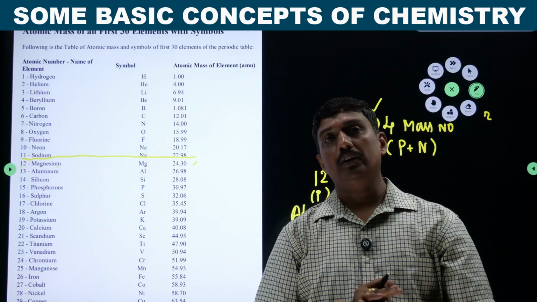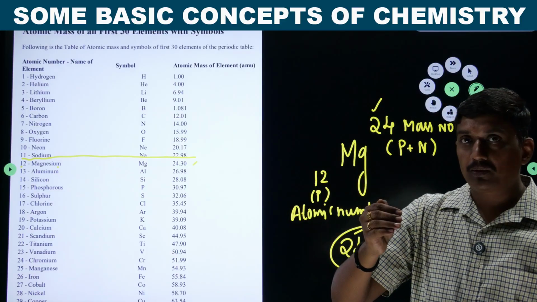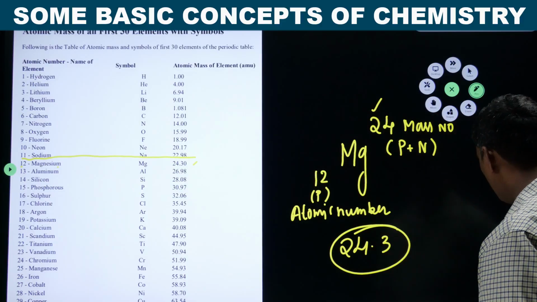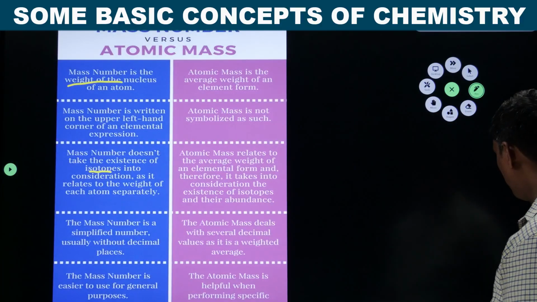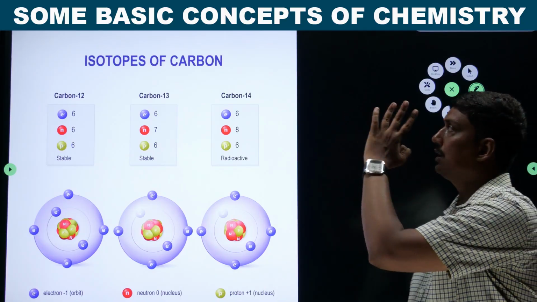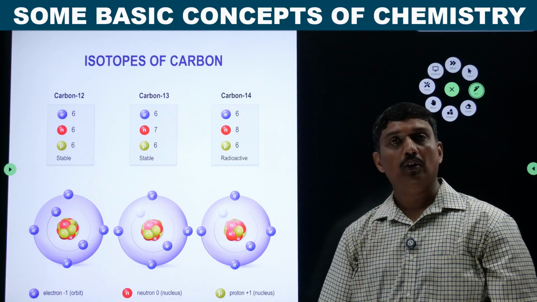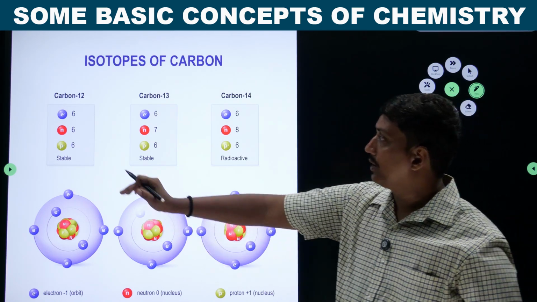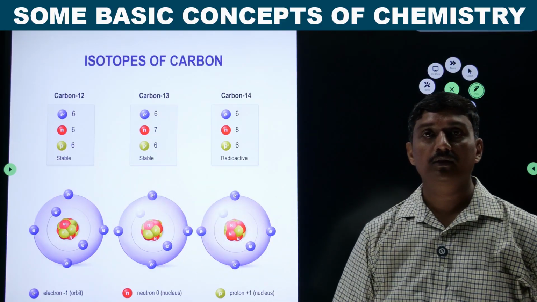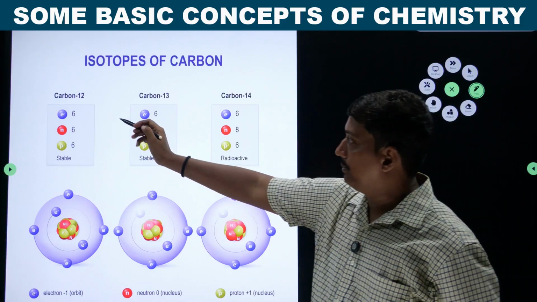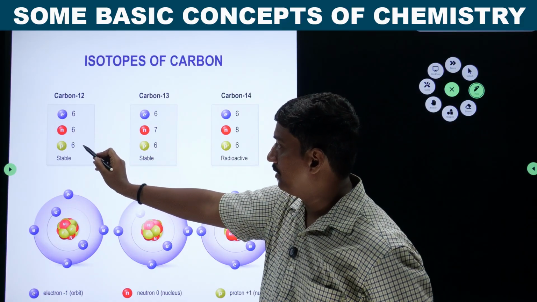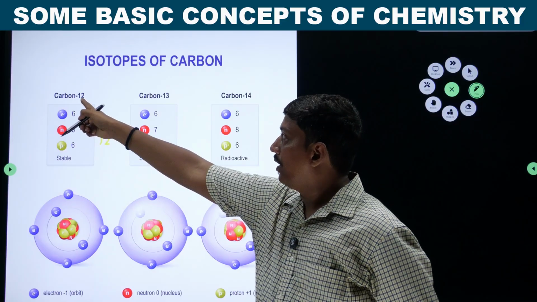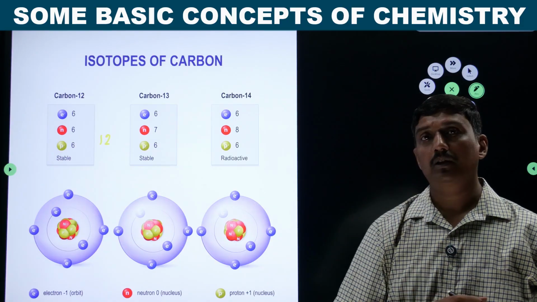What is the meaning of isotopes? Isotopes can be explained with the help of these elements. Let me take one small example which is much familiar to us. Look here, carbon. What is the symbol of carbon? C. What is its atomic number? Carbon atomic number is 6. What is its mass number? Mass number is the total number of protons and neutrons, 6 plus 6, equal to 12. Carbon 12.